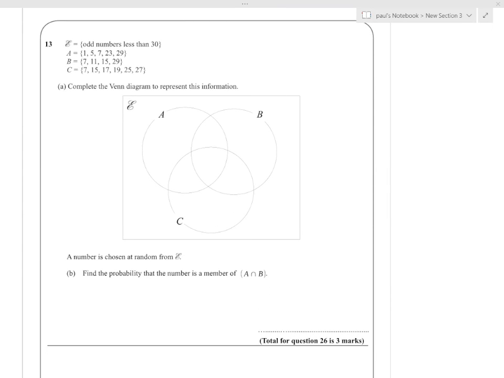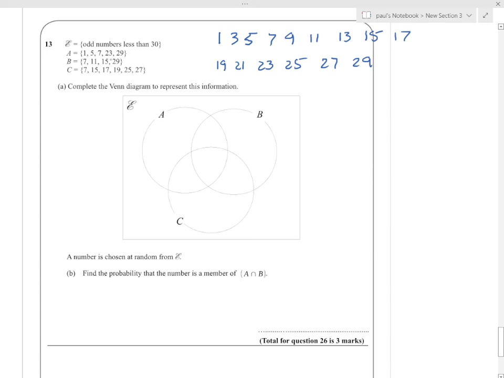Right. These are really complicated Venn diagrams, yeah? Right, okay. So complete the Venn diagram to represent the information. Odd numbers less than 30. Okay. So 1, 3, 5, 7, 9, 11, 13, 15, 17, 19, 21, 23, 25, 27, 29, less than 30.